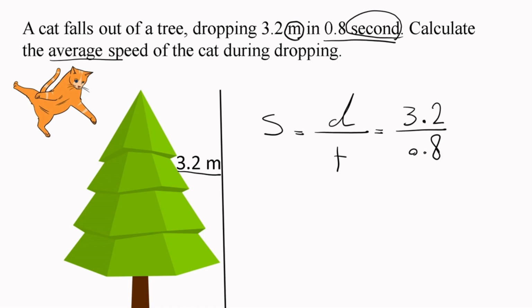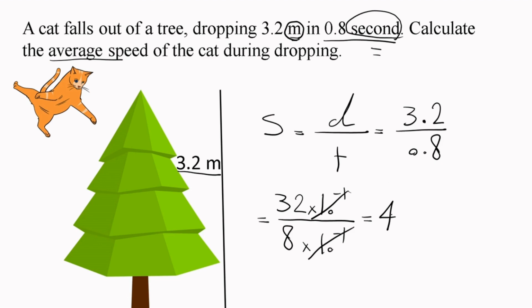It's really easy. But if you don't know how to calculate it, it's better for you to write it as power of 10. I can write it as 32 times 10 to the power of negative 1 and 8 times 10 to the power of negative 1. 32 over 8 will be 4. What is the unit of 4? As you can see here, we have meter and second. So the unit of 4 will be meter per second. And this is the only correct answer of this example.